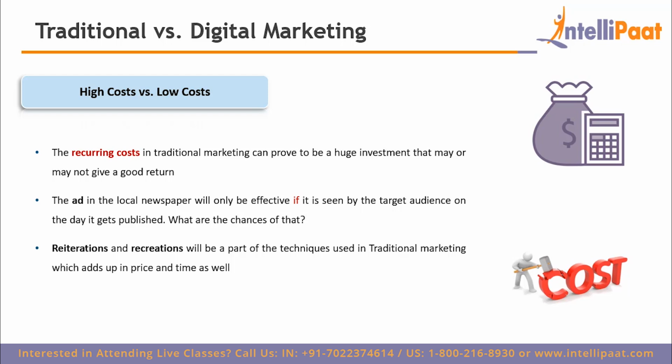So the advertisement in your local newspaper will only be effective if it is actually seen by the audience, right? And most of the time, like 99.9% of the time, when you put a newspaper advertisement, you have to make sure that the people see that advertisement on that particular day when it got published, because if the people are not watching the advertisement that day, then hey, they might just throw the paper away and they might not ever see it again. So what are the chances of your people watching your advertisement, a tiny snippet in an entire newspaper? This is something you have to think about when it comes to traditional marketing.